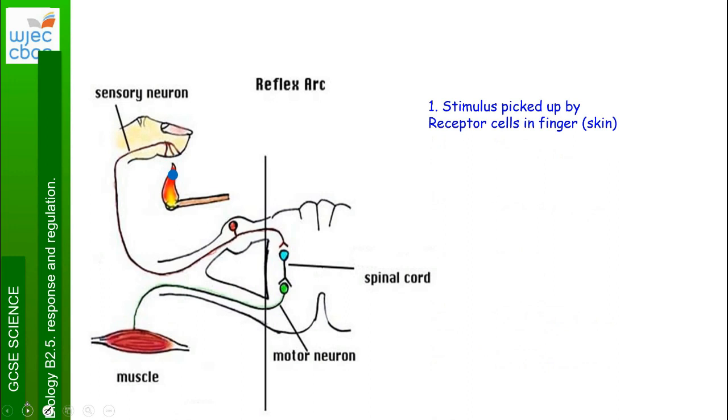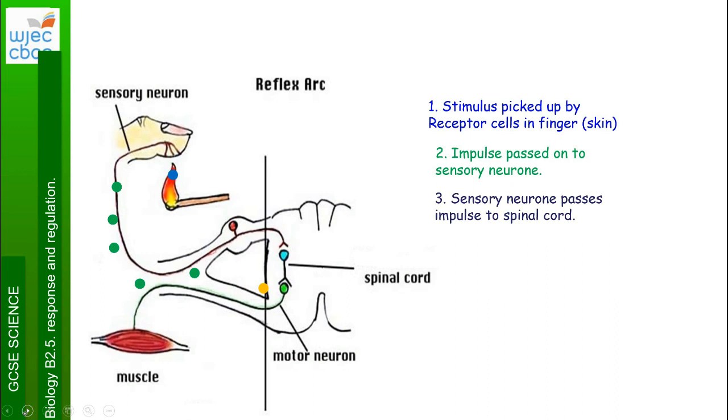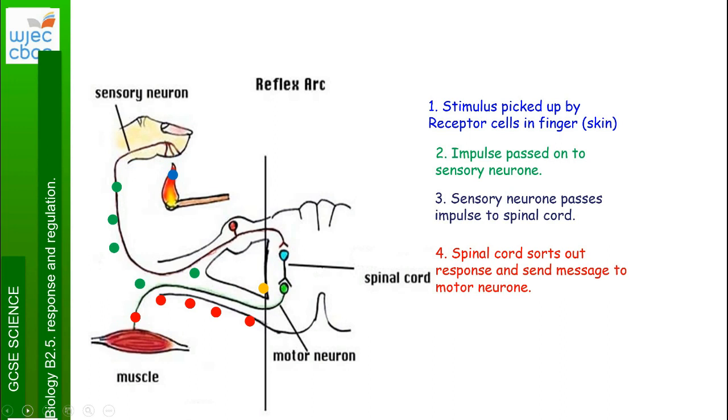Number 1, stimulus picked up by receptor cells in the finger. You can see you've got this little blue dot showing you where that's happening. Number 2 would be in green, impulse passed on to the sensory neuron. Number 3, sensory neuron passes the impulse to the spinal cord. Number 4, the spinal cord sorts out the response and sends the message to the motor neuron. And then finally, number 5, the motor neuron tells the finger to pull away by stimulating the muscle.